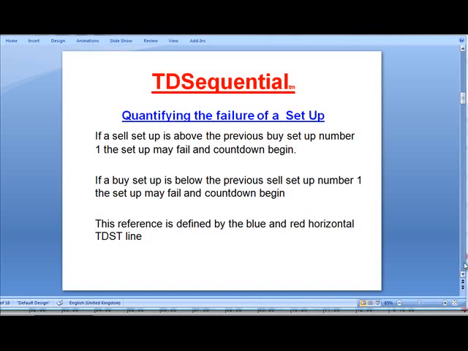So what we're really saying here is that to get these blue 9s, which means that we're looking for a reaction to a trend, it has to be properly defined, otherwise there's more likelihood that what can happen is what's called recycling. And the way that we reference this is by using another study, which is the TDST line, which is normally a blue or red horizontal point that references that number 1.